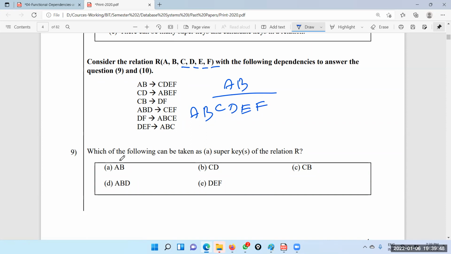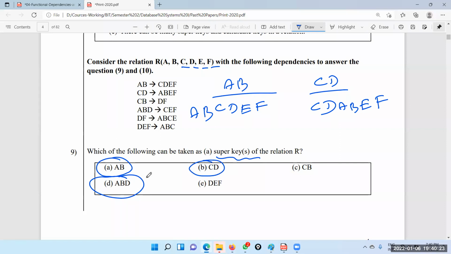So I will say AB. If AB is there, I will take any other answer as well because they are talking about super keys. So now A, B, and D is there. I will take D also. Now you have to check whether CD is going to work. Let's take CD. Of course, CD determines CD. And CD determines A, B, E, F. So that means A, B, C, D, E, F. I will go for CD also.